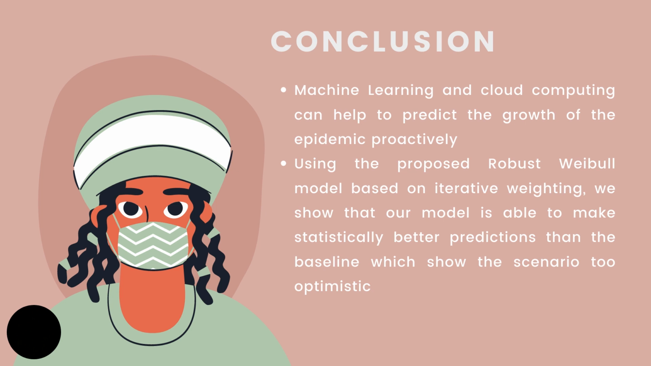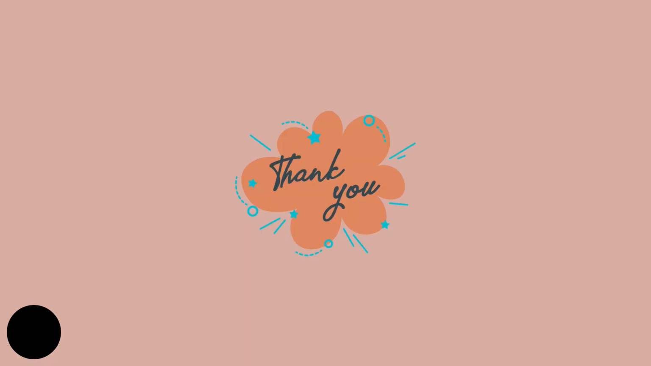Using the proposed robust global model based on iterative weighting, we show that our model is able to predict better than the baseline one, which shows a scenario that is too optimistic. So we can prevent the pandemic and have a better strategy based on the robust global model. Like we can decide to unlock early or later, or what kind of time is more suitable for economic development.